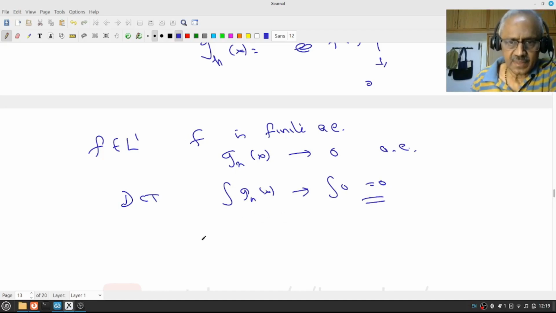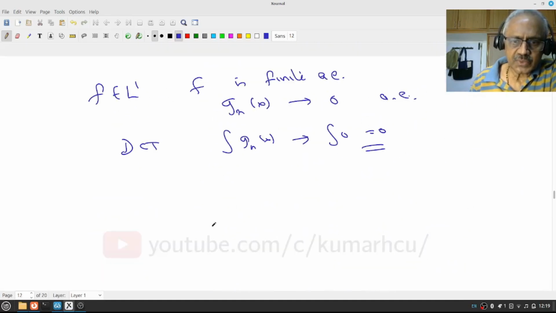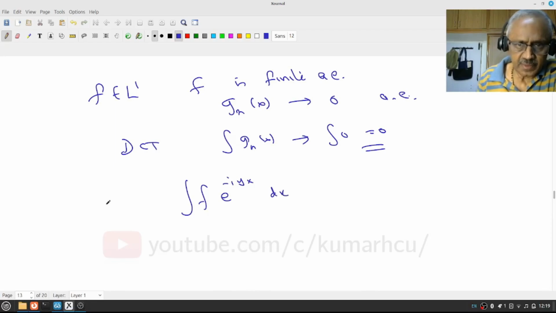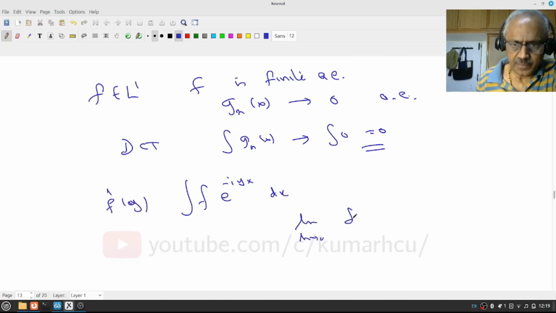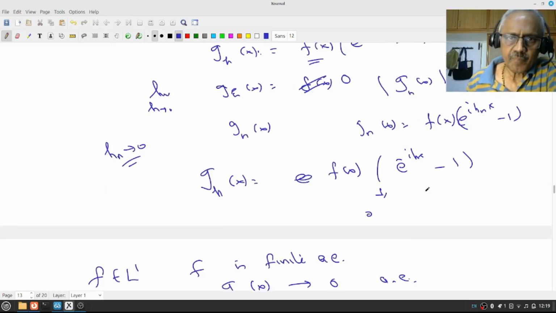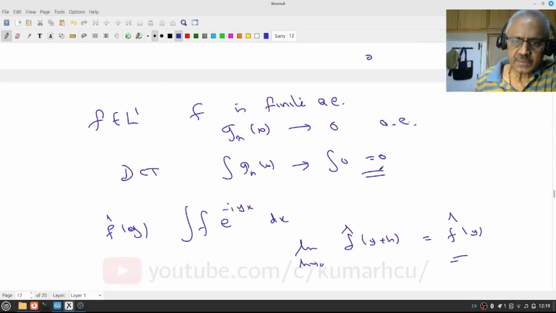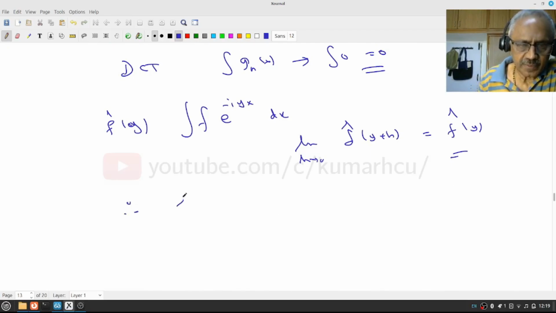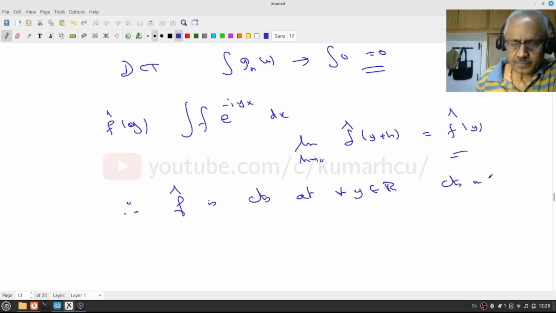Is that clear? Therefore, what I have shown is that for the integral of f of x e to the power minus iyx dx, which is f hat of y, the limit as h goes to 0 of f hat of y plus h equals f hat of y, right? That means f hat is a continuous function. Therefore, continuous on all of R. Okay, pause, review, proceed.